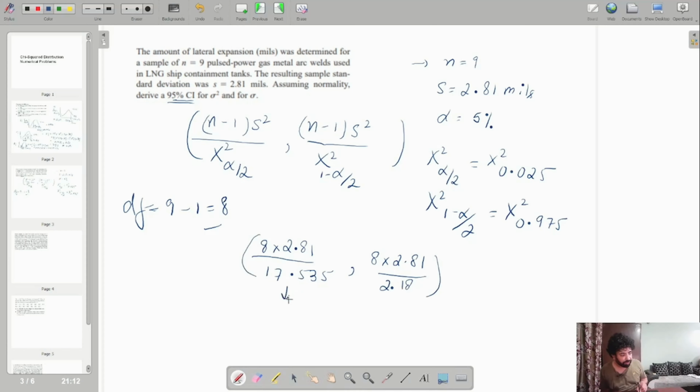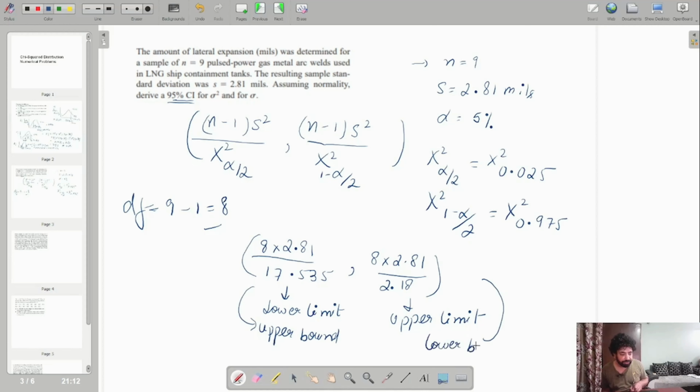This will come out to be your lower limit, and this will be your upper limit. Once you get these upper bound and lower bound, you just have to square root them, and once you square root them you will get the values of your lower limit and upper limit for your standard deviation also. All right, so let us move to the next one then.